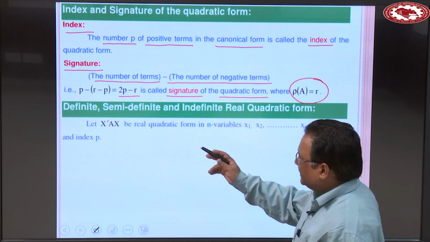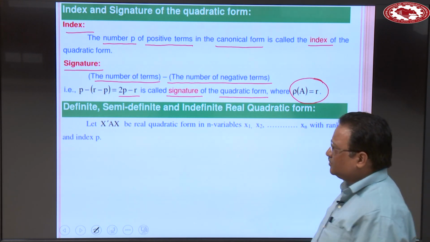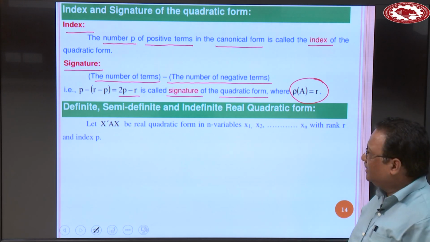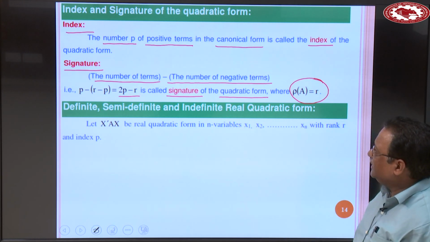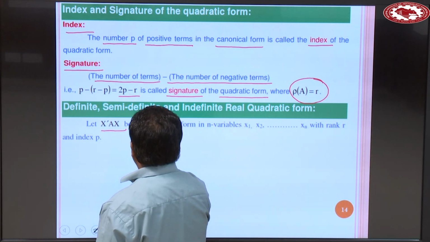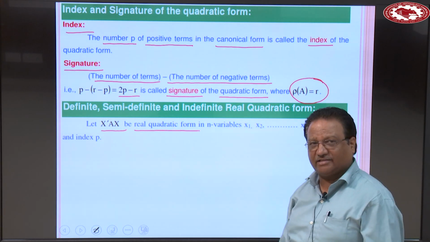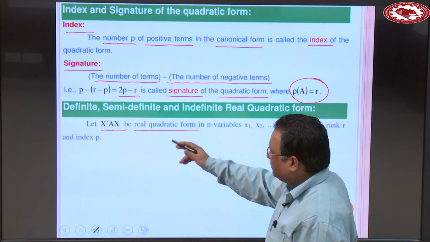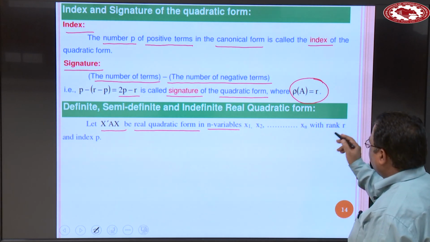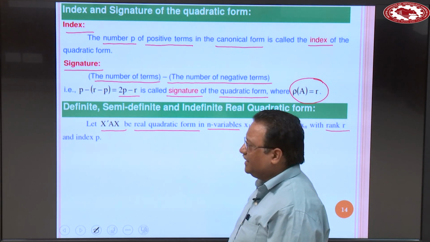Okay, now next one is definite, semi-definite and indefinite real quadratic form. So these are the natures of the quadratic form, whether the quadratic form is definite or semi-definite or indefinite quadratic form. So let x dash Ax be a real quadratic form. You know this quadratic form is defined like this way, x dash Ax, in n variables x1, x2, ..., xn with rank R and index P.